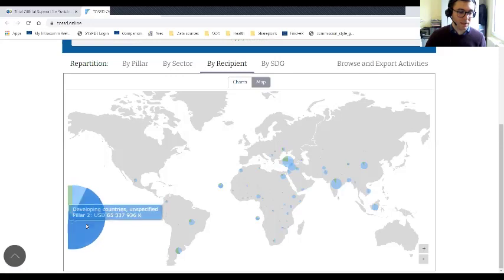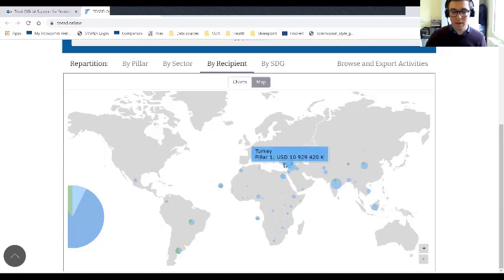So you have here the biggest category, the developing countries, the unspecified category. And then you see for each country, the total. So for example, for Turkey, which is a big recipient of TOSSD flows, you see the total, which is 10 billion, and also the distribution by pillar. So pillar one is 11 billion, sorry, and private amounts mobilized for Turkey is about 3.1 billion.